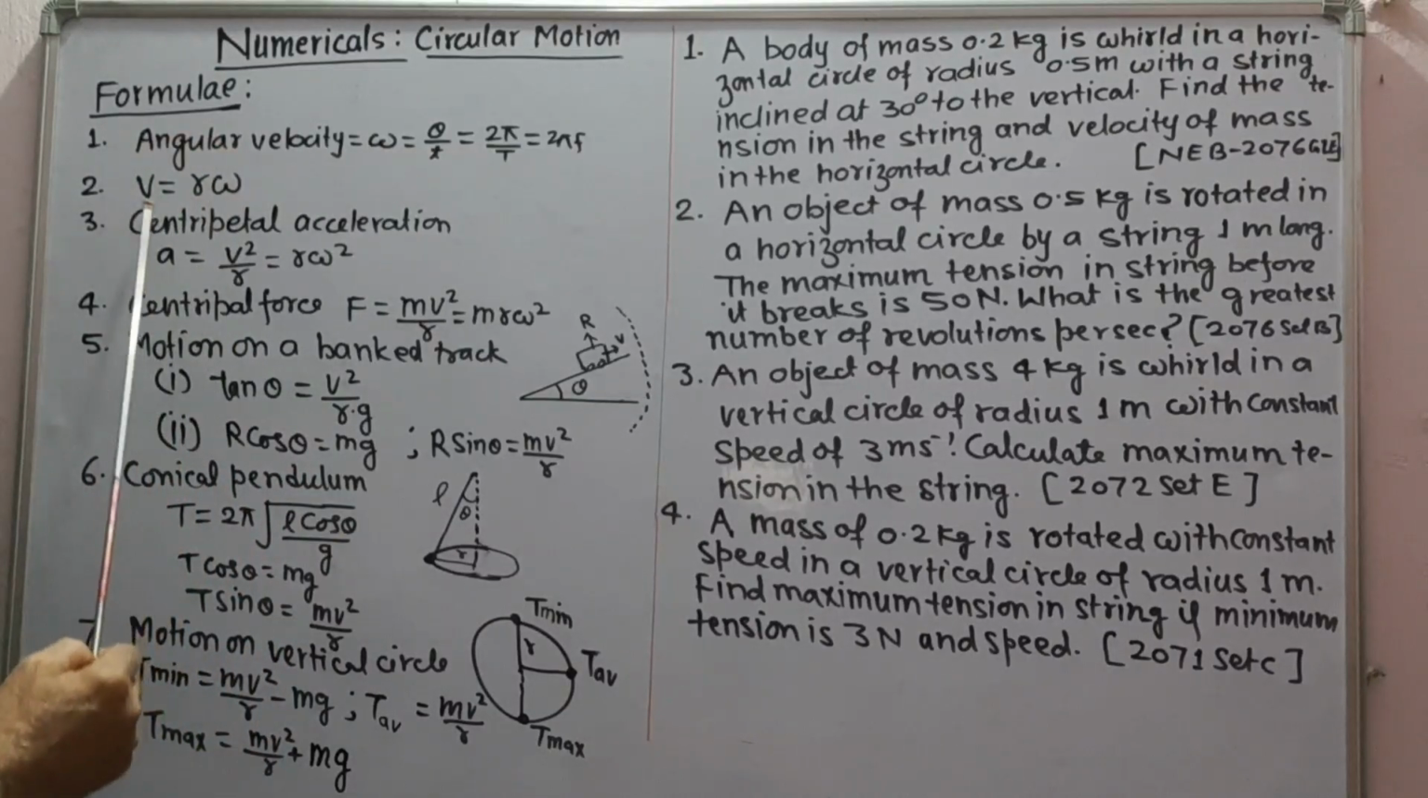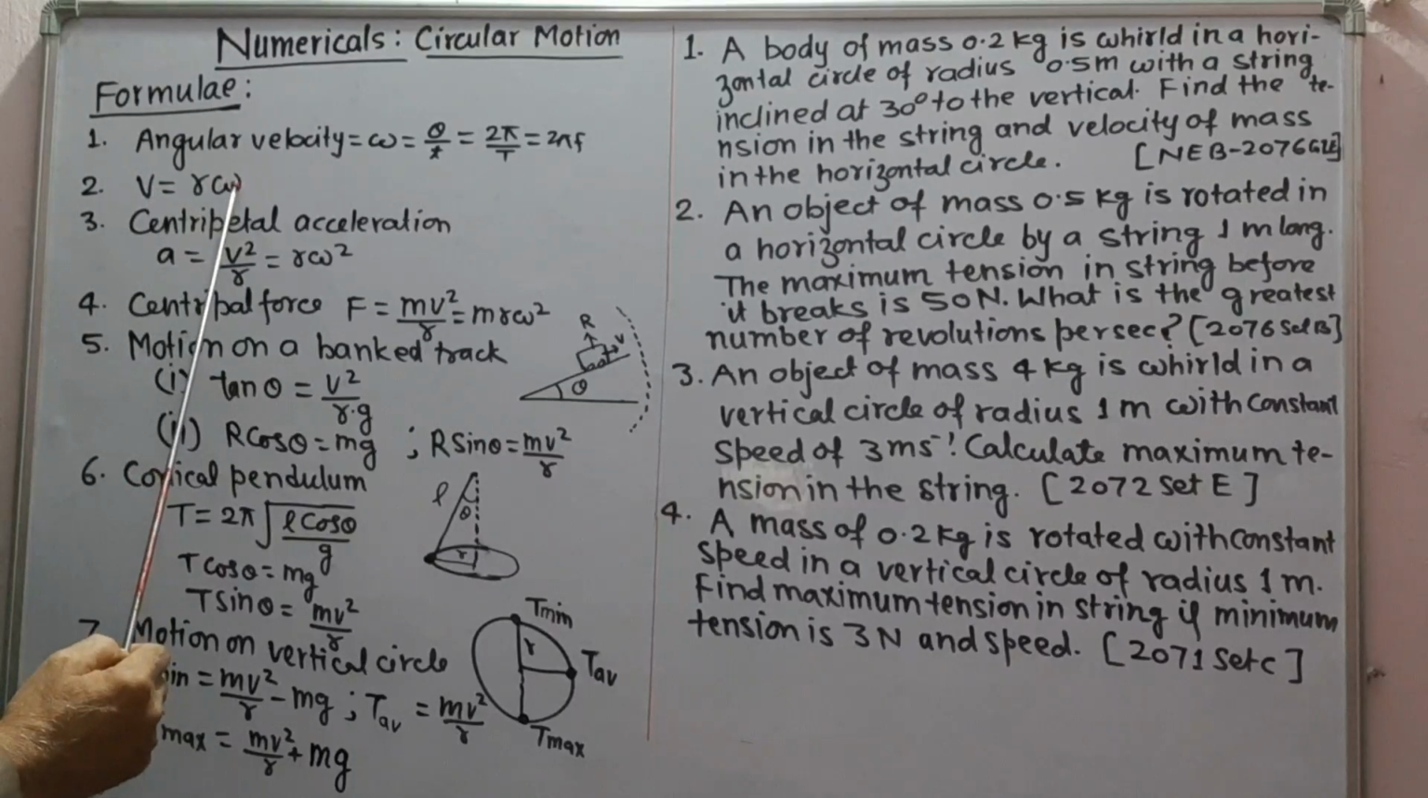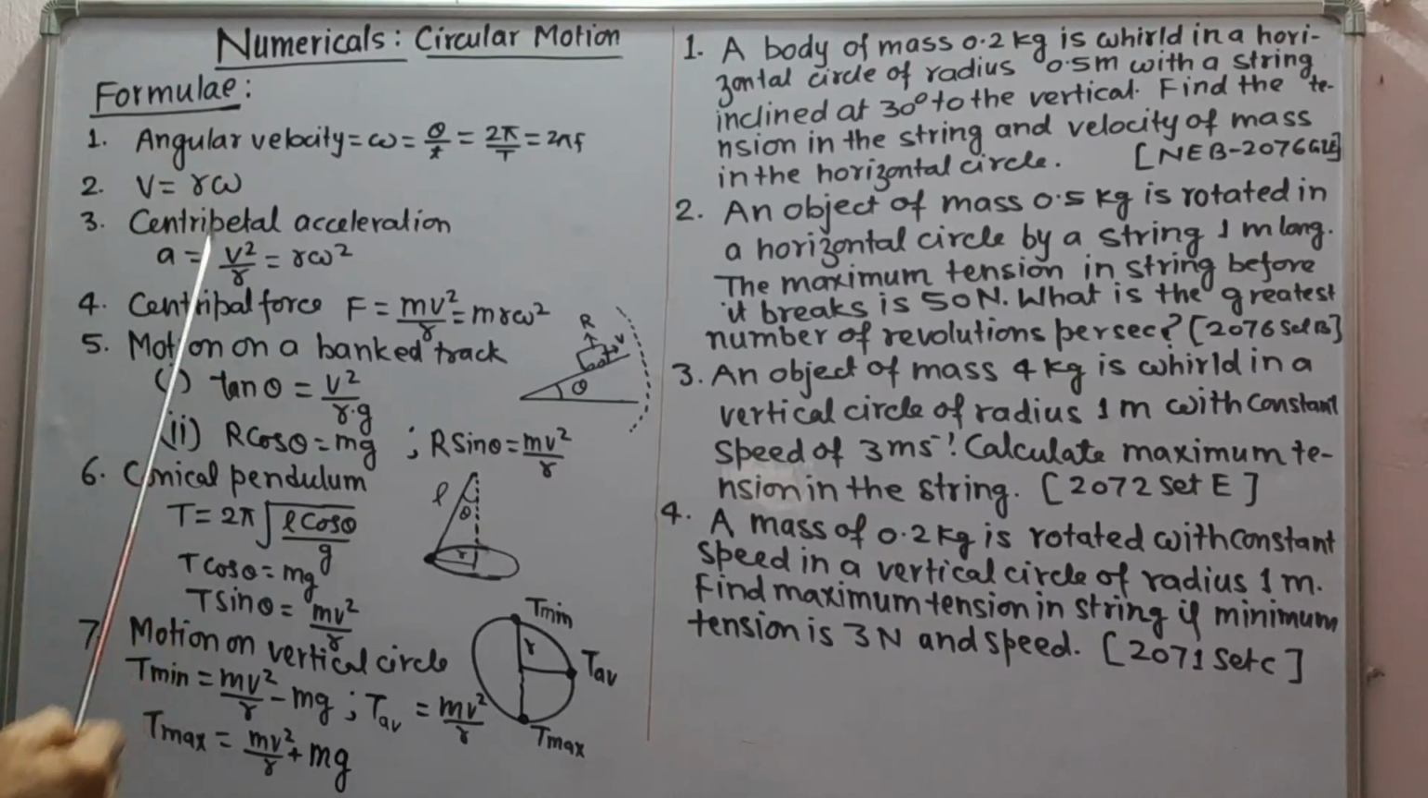In circular path, v is equal to r omega, means relation between linear speed and angular speed is given by v is equal to r omega. Centripetal acceleration is given by a is equal to v square upon r, which is equal to r omega square. Centripetal force F is equal to mv square upon r, which may be written as mr omega square.